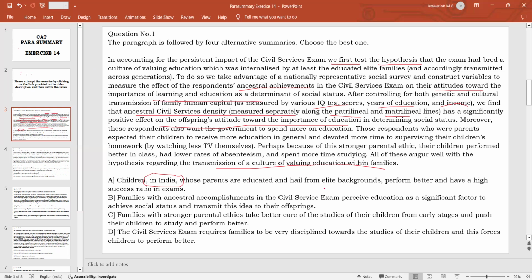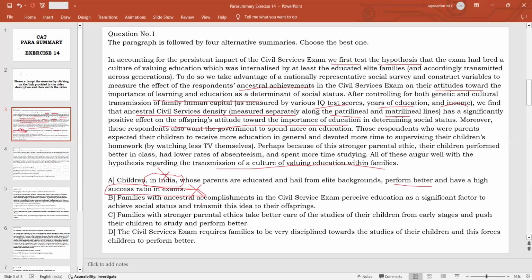And they are educated and hail from elite backgrounds and perform better. That is true, and have a high success ratio in exams. Here we are talking only about performance, whether they are succeeding in exams, which is not talked about in the last part of the passage. The passage is talking about children whose parents are educated and hail from good backgrounds. They understand the importance of education because of the influence of the civil services exam, and they motivate their children to perform better. But the success ratio in exams is not stated in the passage. So there are two problems, as a result of which option A will not be a good answer.